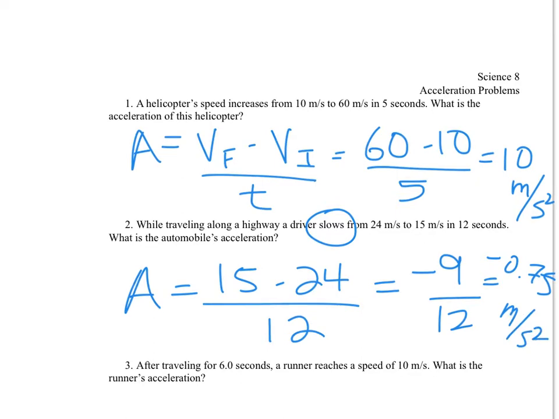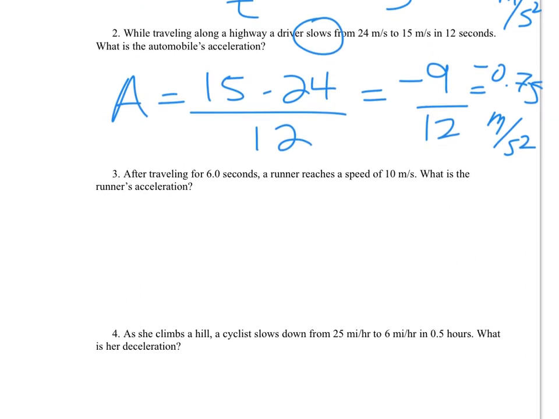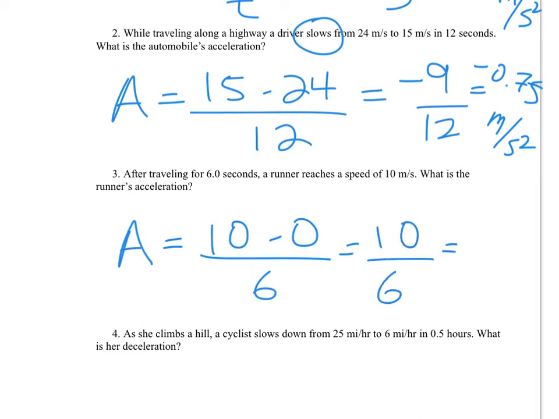So if we continue, number 3, after traveling for 6 seconds, a runner reaches a speed of 10. What is the runner's acceleration? Here we can assume that the initial velocity is 0. So 10 divided by 6, which should give you 1.6 repeating, and we could just round it off to 1.67 meters per second squared.